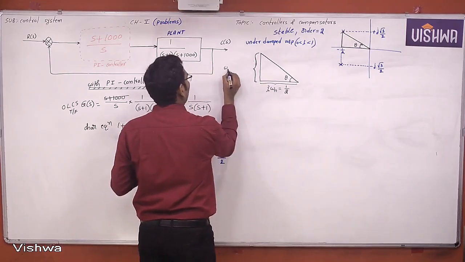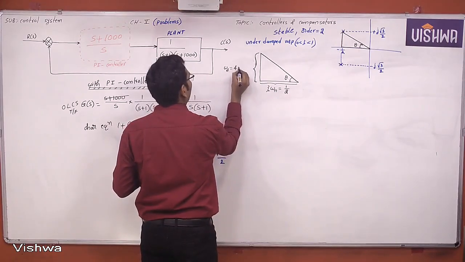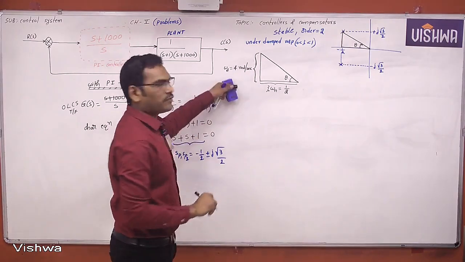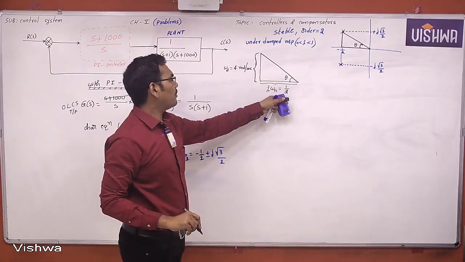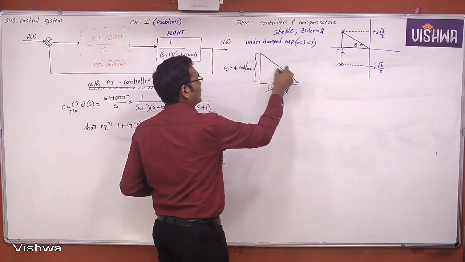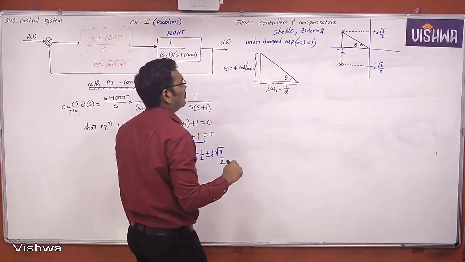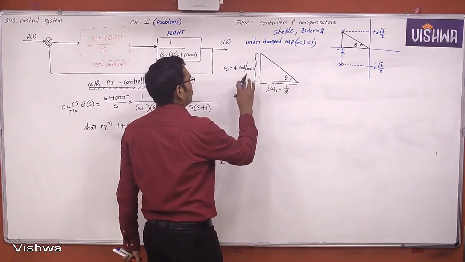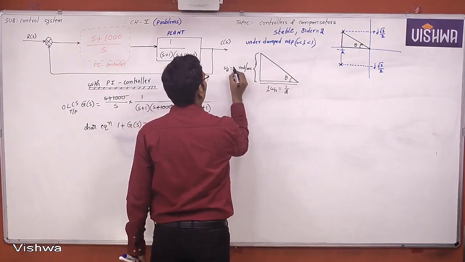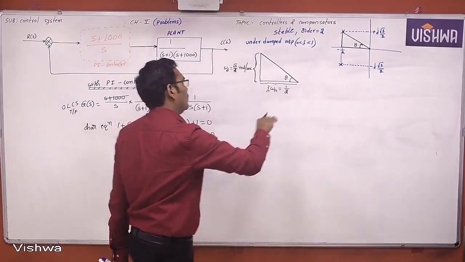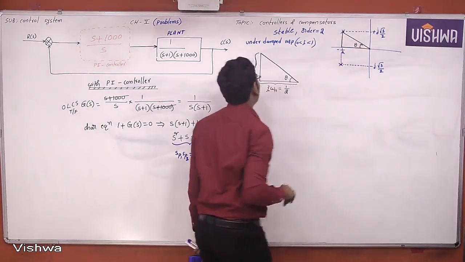This is omega d, which is equal to 4 radians per second. Now this is 4, this is 1 by 2. Then what about this distance? You just see here. Sorry, this is root 3 by 2. Omega d is, this distance is root 3 by 2 directly.